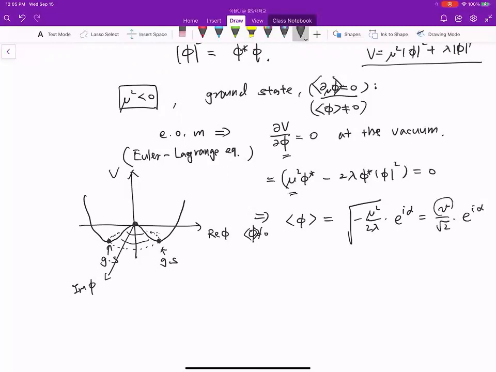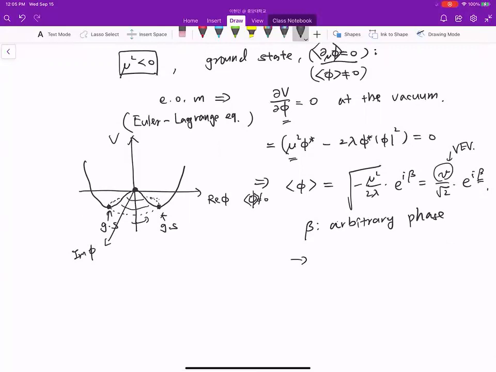So v is the vacuum expectation value, and this alpha, sorry, alpha, I'm using as the transformation parameter before. Let me call this beta. So in the beta direction, all the vacua are connected. So beta is an arbitrary phase.